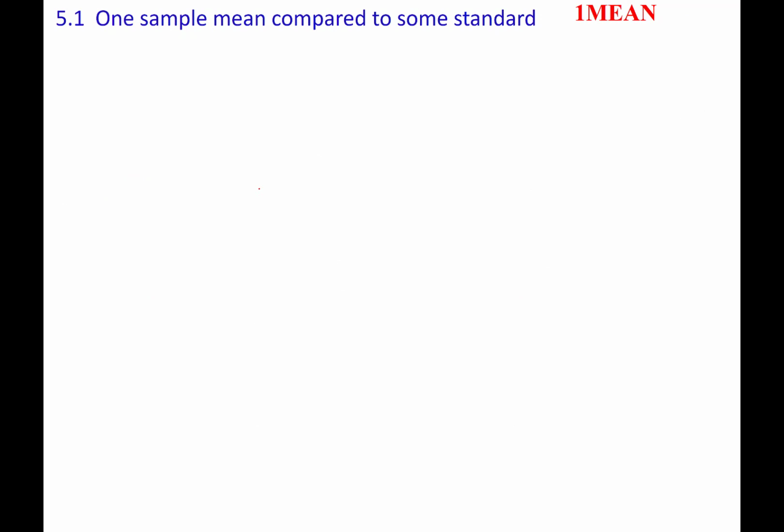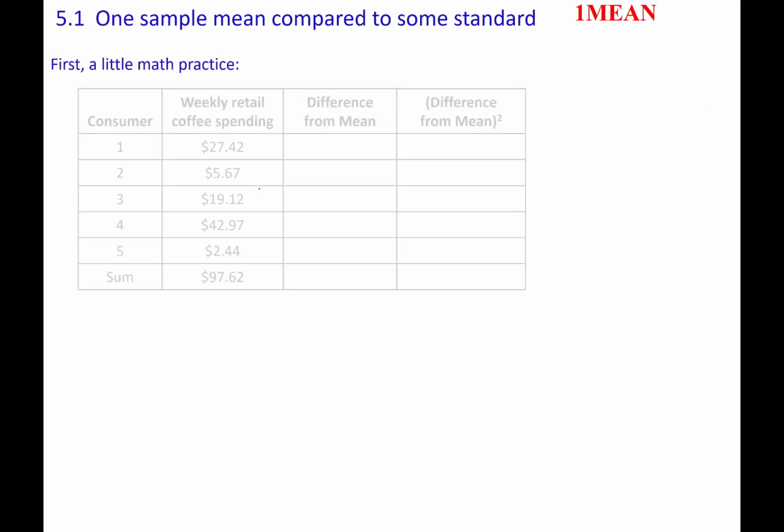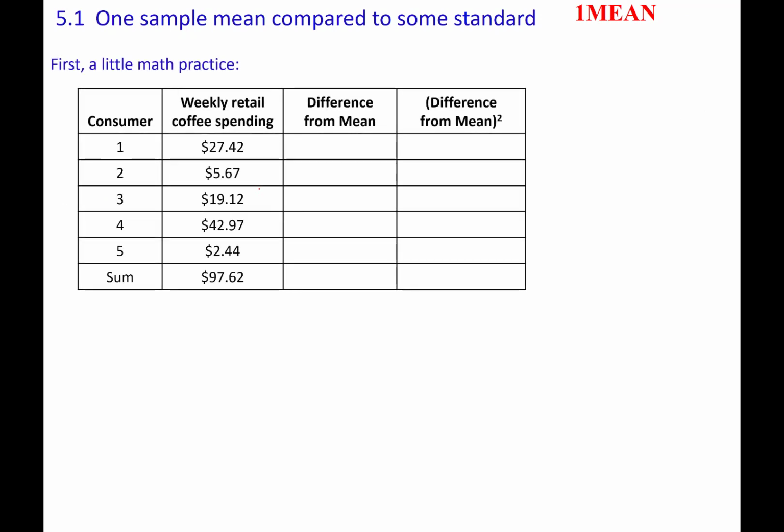First, we've got to calculate a mean to do this. So just a little practice on this, assume that this is weekly retail coffee spending from a sample of 5 people. If you add up all the numbers, you get 9762. If you divide that by the number of observations, you get a mean of 1952. So on average, these 5 people spend $19.52 on coffee each week.